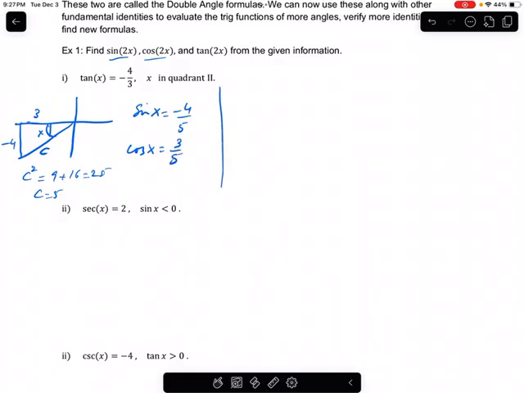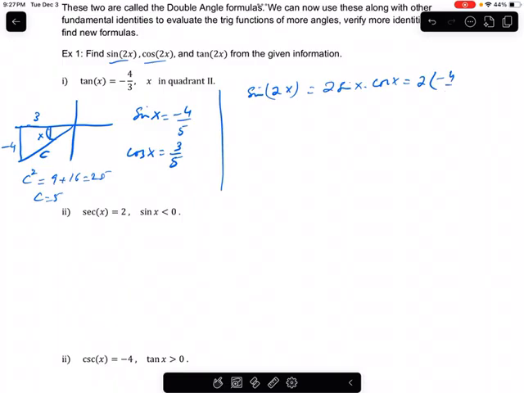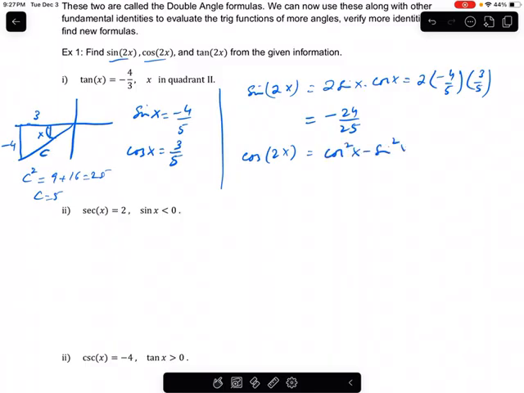Okay, once we know that, sine of 2x we know is 2 times sine of x times cosine of x. So it becomes equal to 2 times -4 over 5 times 3 over 5, which is -24 over 25. Okay, what about cosine of 2x? This is cosine squared x minus sine squared x, which is equal to, cosine squared means 3 over 5 whole squared minus -4 over 5 whole squared. So we end up getting 9 over 25 minus 16 over 25, which is 9 minus 16, which is -7 over 25.